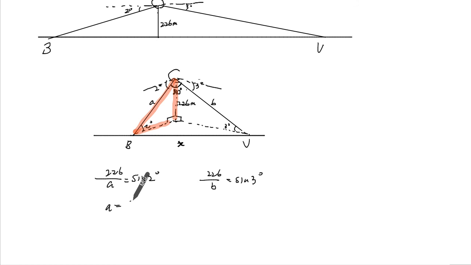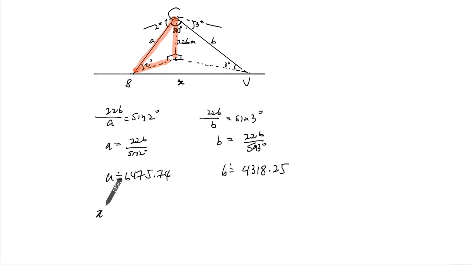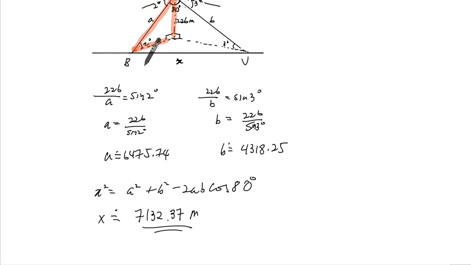So A is 226 divided by sine of 2, and B is equal to 226 divided by sine of 3 degrees. A is quite large, and that is B. Okay, now we're ready to find x. X squared is going to be A squared plus B squared minus 2AB cosine of 80. Okay, I'm just going to punch this all in the calculator. Please, 7132.37 meters between the two towns.